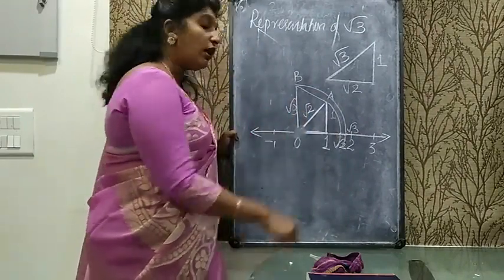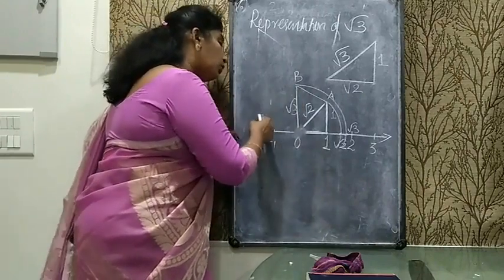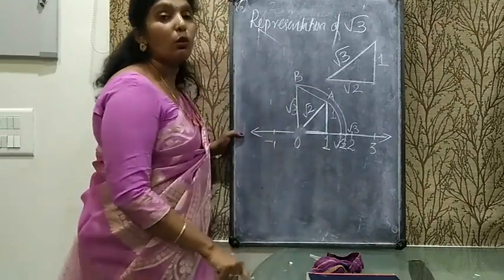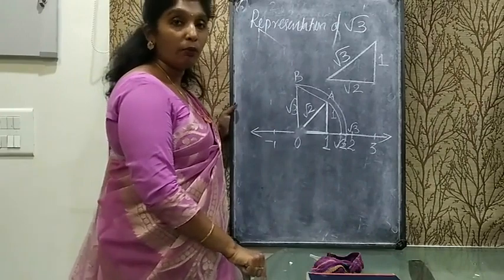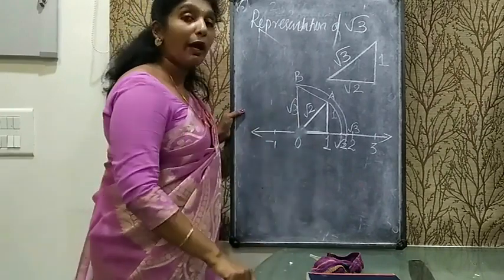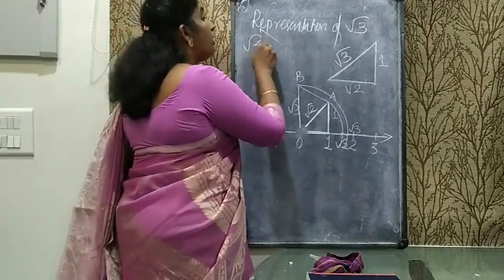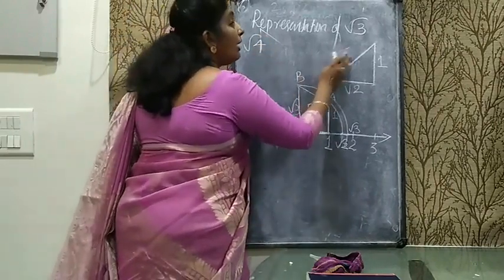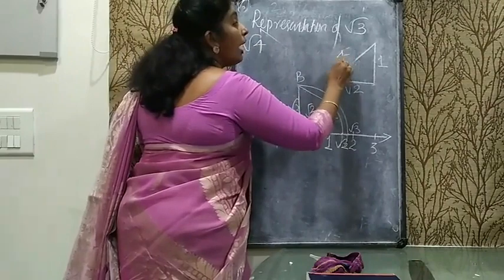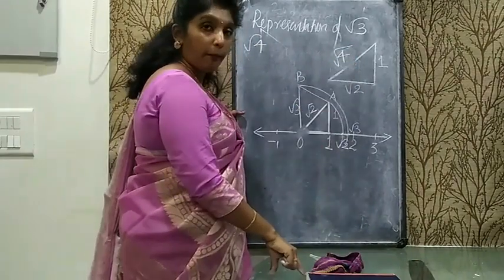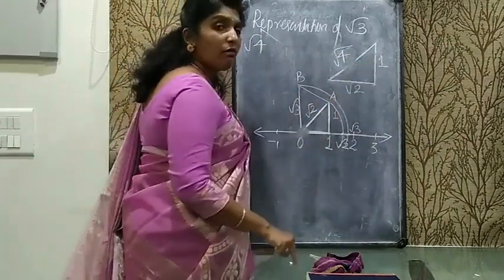In the same way you can continue for root 4, root 5, root 6, root 7. That way you can continue. This method is called spiral method. If you want to represent root 4, what you will do? You should get the hypotenuse as root 4 and the perpendicular should be always 1.